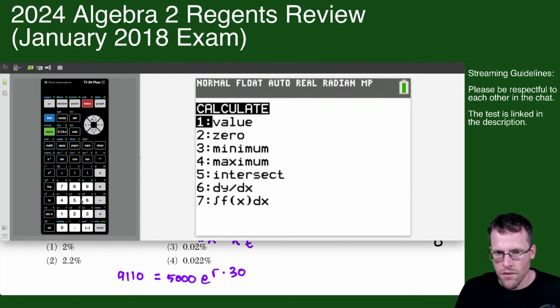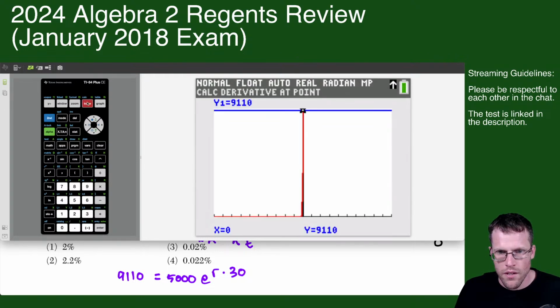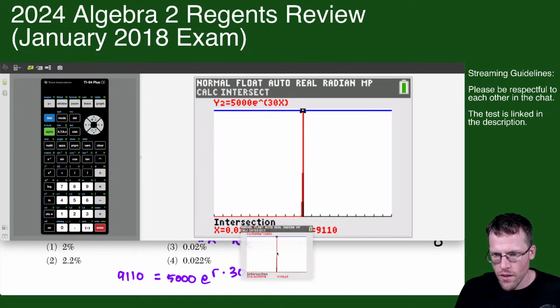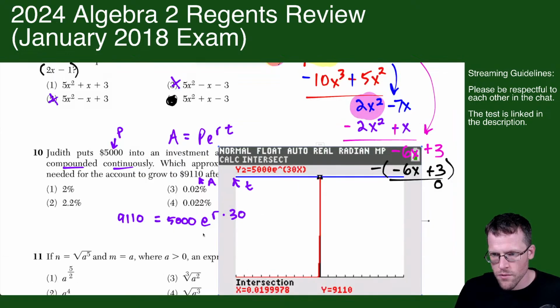Second trace 5, no, not 6. Second trace 5 is intersect. And I just press enter 3 times. And it's going to be here. Okay, so that's if I don't want to do algebra.